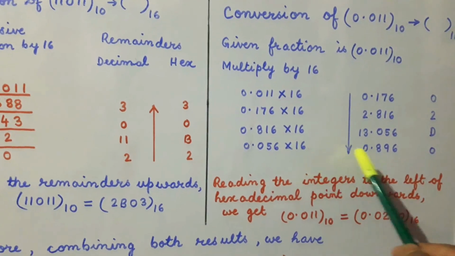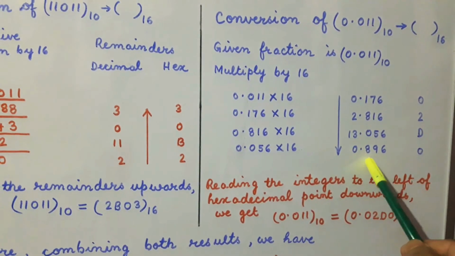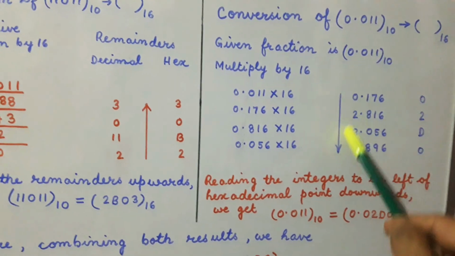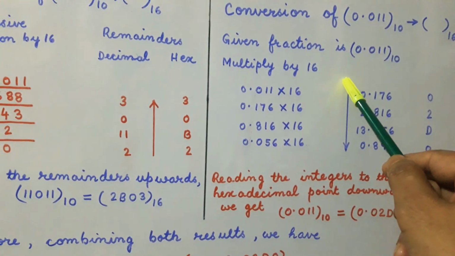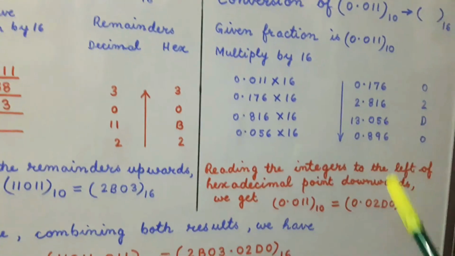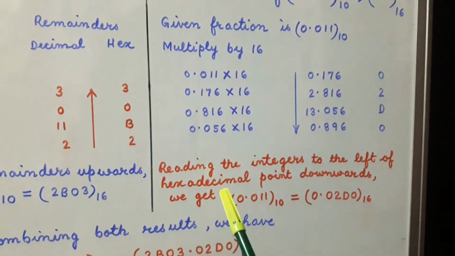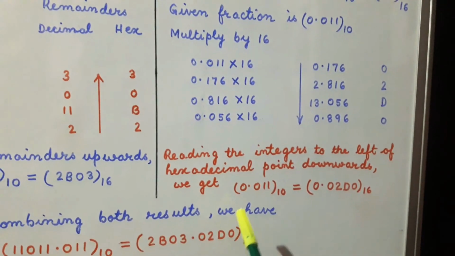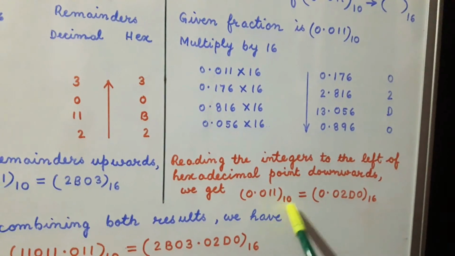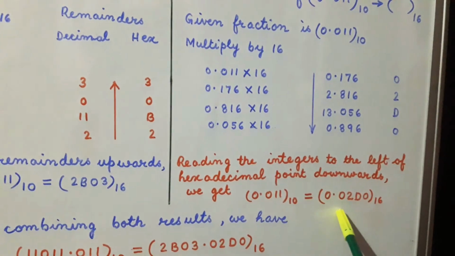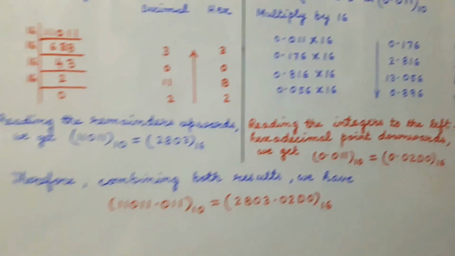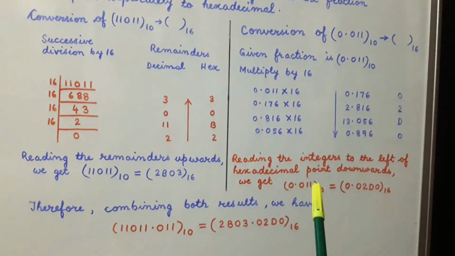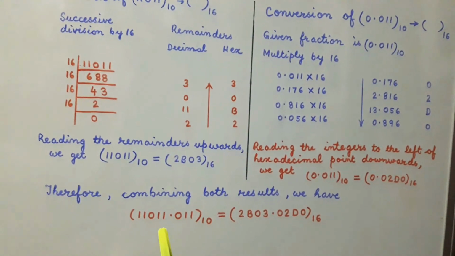Again we will multiply it by 16. We get 0.896. Now while reading it, we will read only the integer part and we will read it from downwards. So reading the integers to the right of the hexadecimal point downwards, we find that the value of 0.011 in decimal will be equal to 0.02D0 in hexadecimal. Now after finding out both the integer and the fraction part separately, we will combine them together.